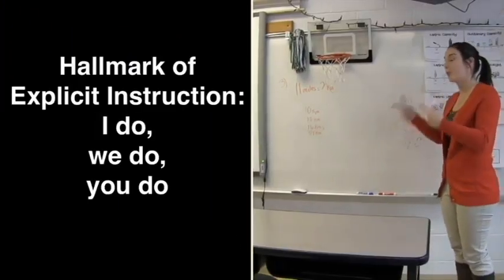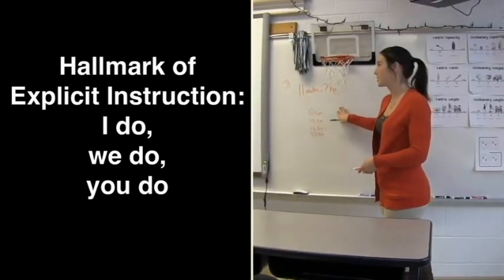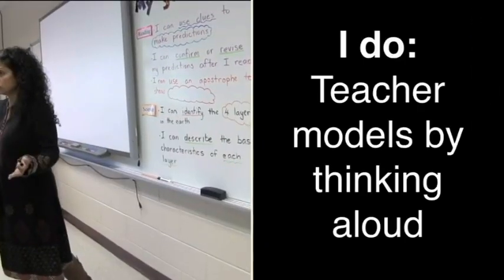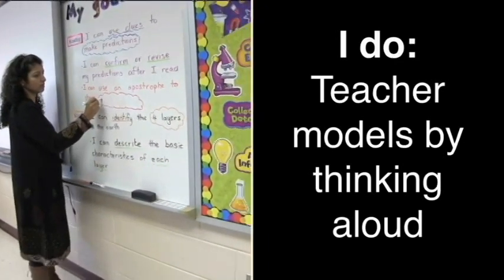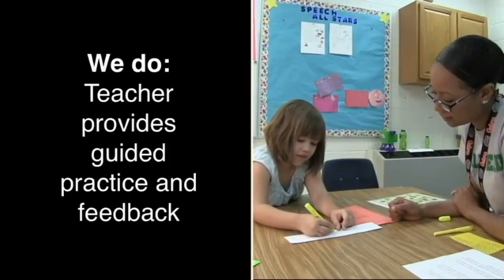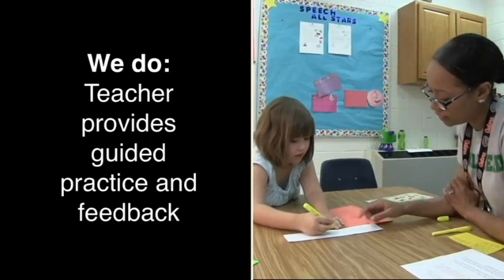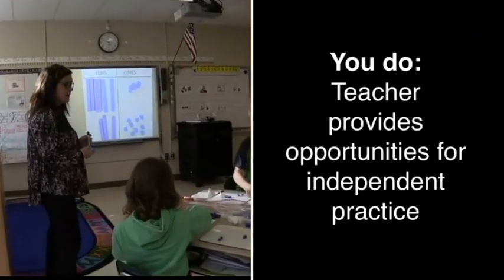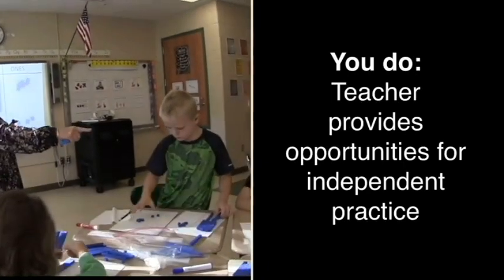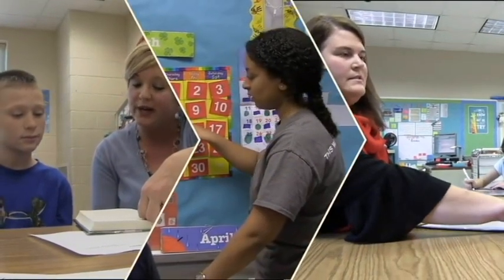Another hallmark is explicit lessons are known for the I do, we do, you do instructional sequence. This means the teacher first models how to solve a problem or complete a task by thinking aloud and provides a demonstration. Then the teacher guides students through a scaffolded application of the skill or concept and provides feedback. Finally, students are provided opportunities for independent practice to ensure mastery. Students receive meaningful feedback at every step.